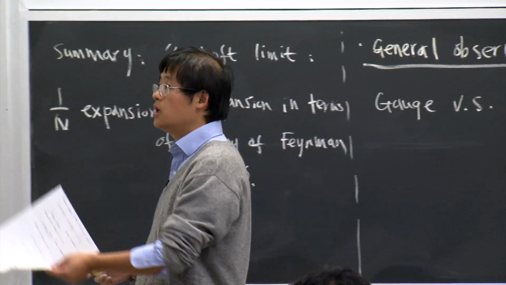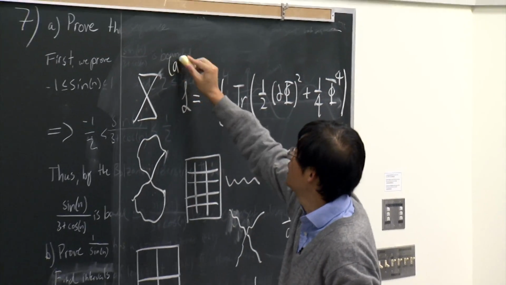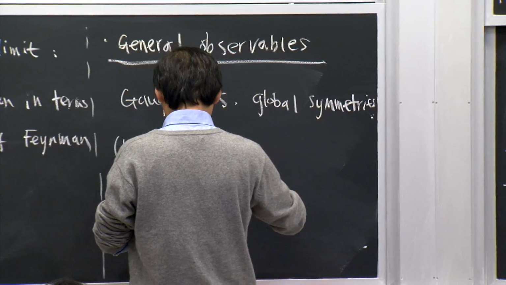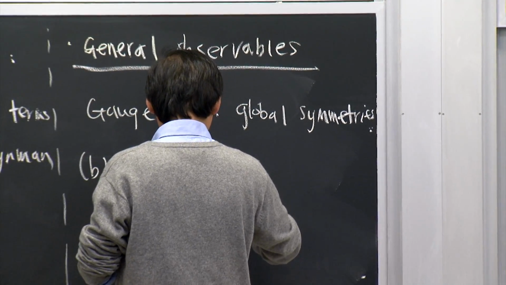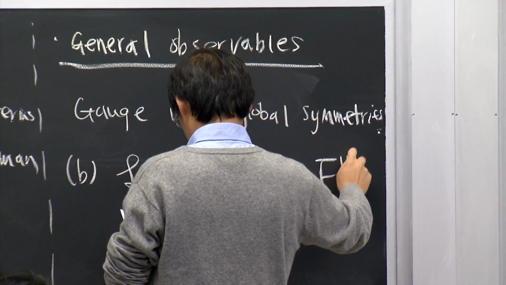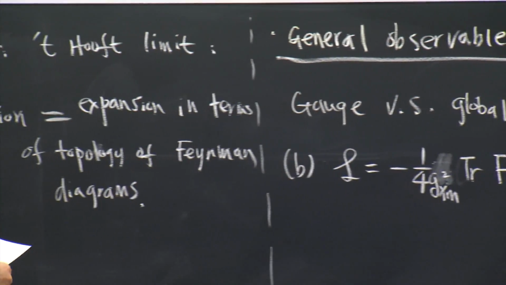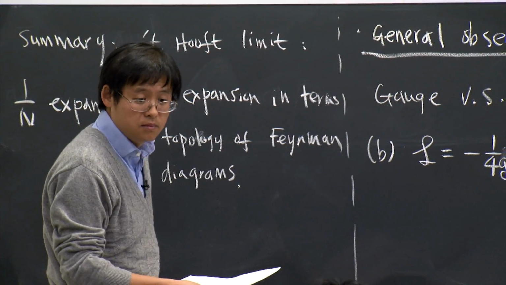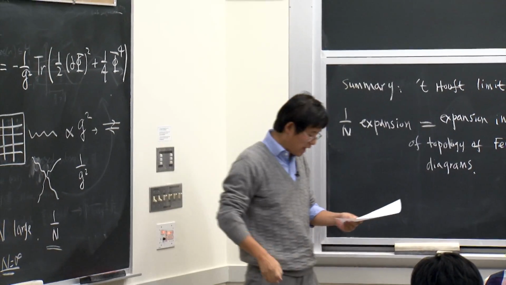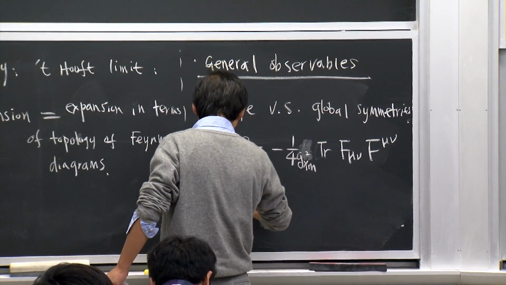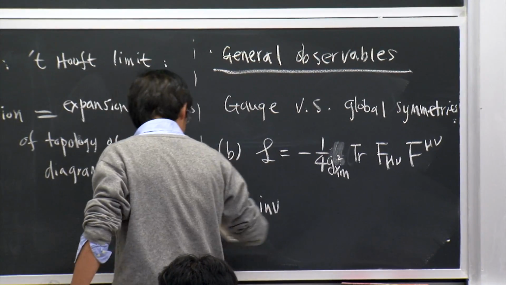So in the example we talked about here, let me call this equation A, and then let me write down another equation B, which is a Yang-Mills theory. So the difference between A and B: A, as we discussed last time, is invariant under a global symmetry. There is a U(N) global symmetry.